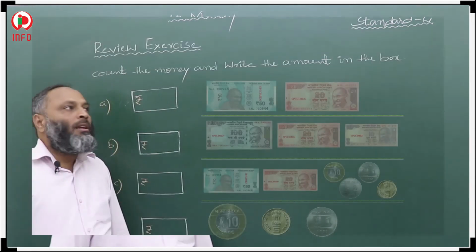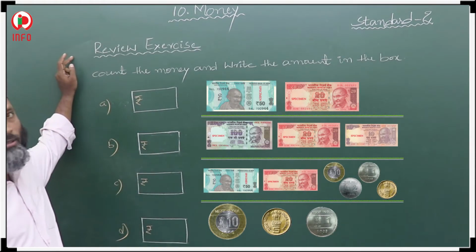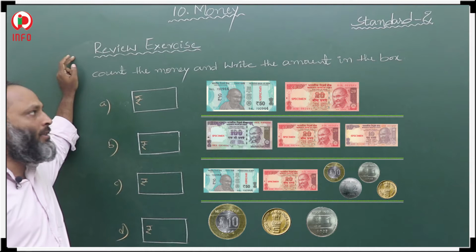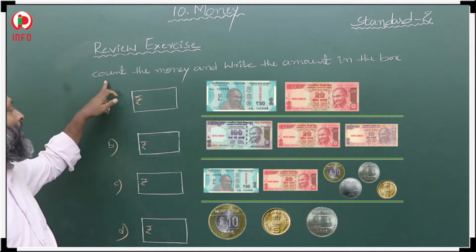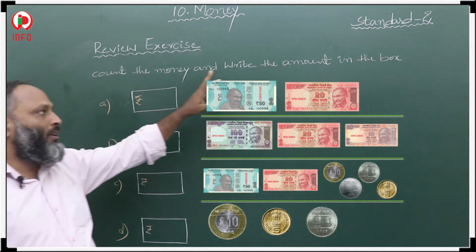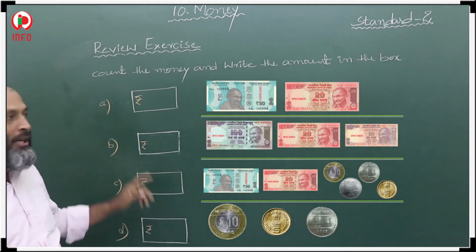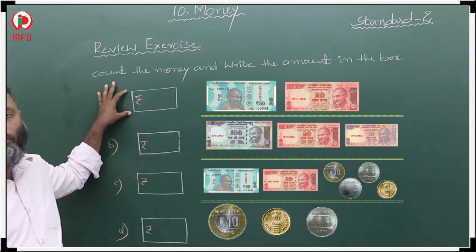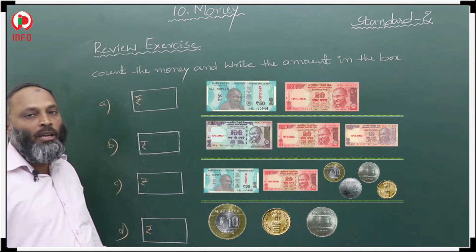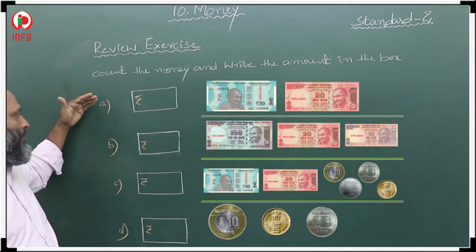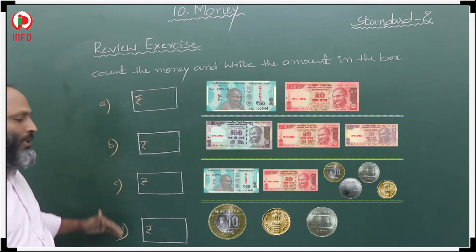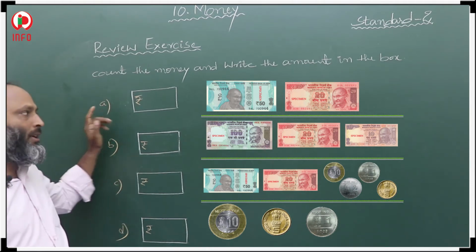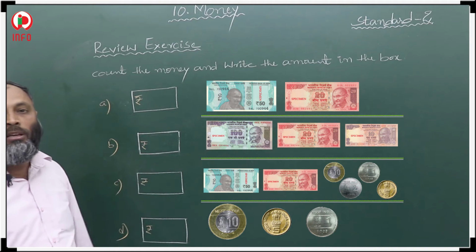Okay, now students, see here in the review exercise, the first question is: count the money and write the amount in the box. We have to count the money and write the total in the box. Total 4 questions are given, A, B, C, D. In these 4 questions we have to count and write the sum in the box.